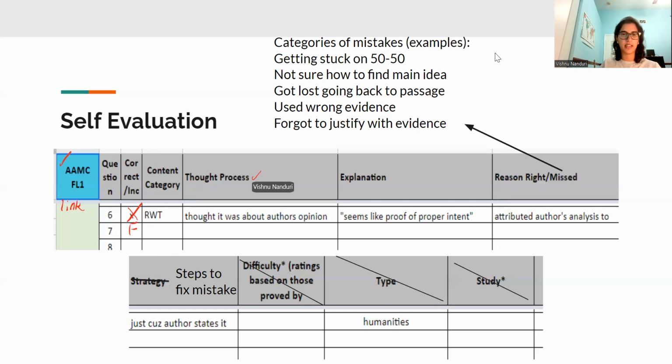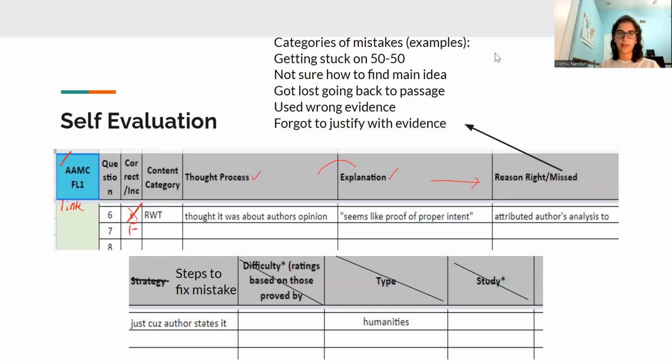Thought process is how you got the answer. Explanation is how the test maker got the answer. This is often where students say, okay, I write these down, but I'm not really sure what to do with this information. If you compare these two columns, you're going to figure out why you got something right or wrong. And so you want to make categories of mistakes for yourself, like getting stuck on 50-50, or not being sure how to find the main idea. These are all very general categories that I usually see with students.